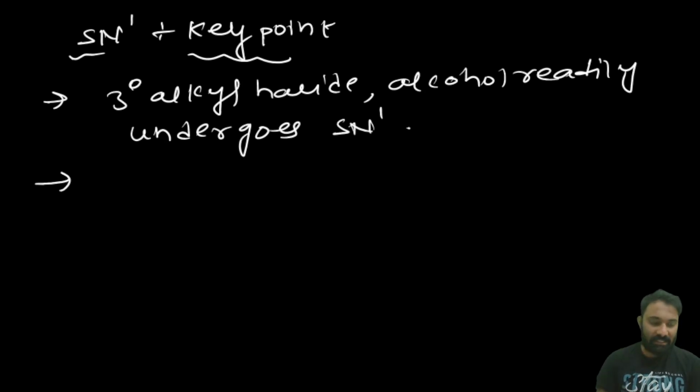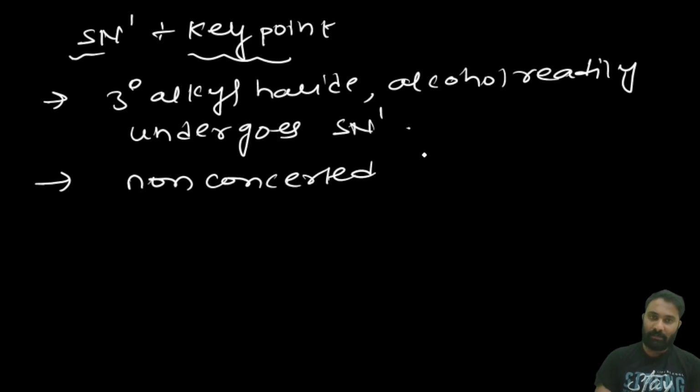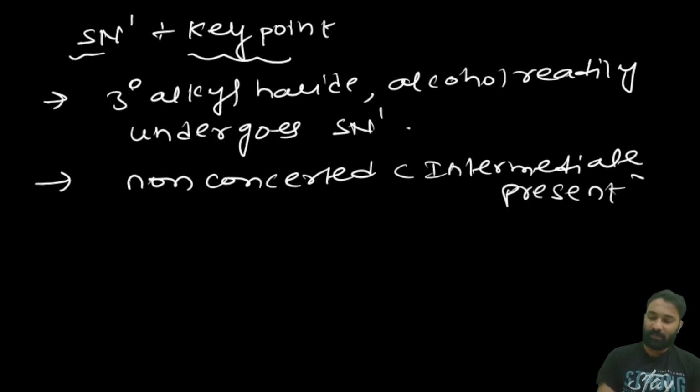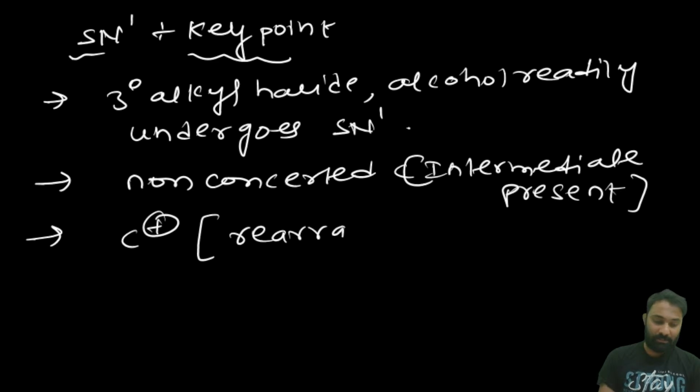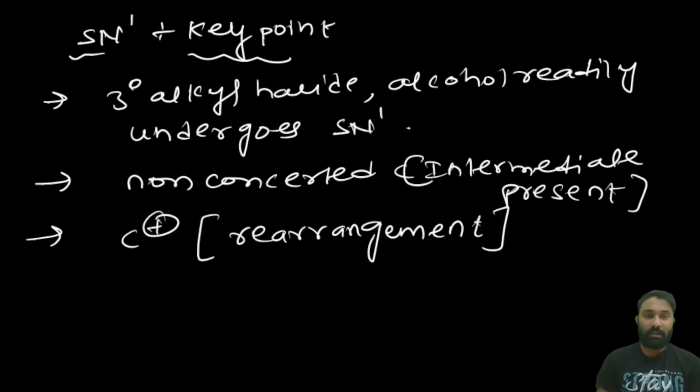Here, is this a concerted reaction or a non-concerted reaction? This is a non-concerted reaction. Non-concerted means an intermediate is present. If any intermediate is present, we call it a non-concerted reaction. What is the intermediate here? Carbocation, and rearrangement takes place. The carbocation will form and the rearrangement will take place.